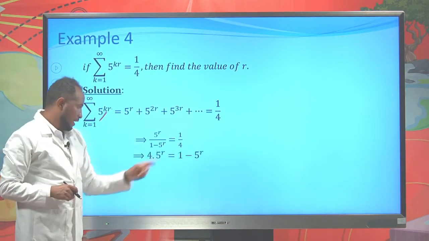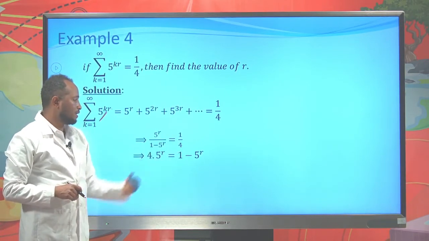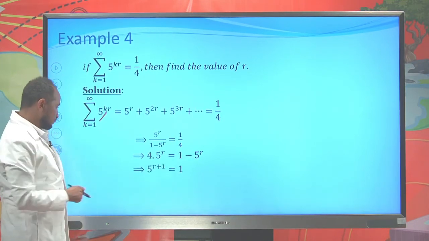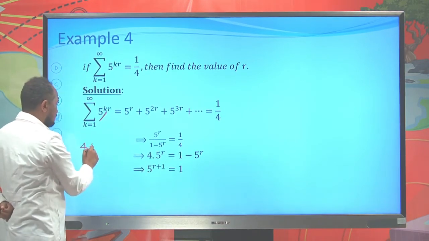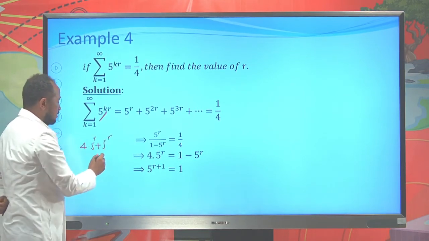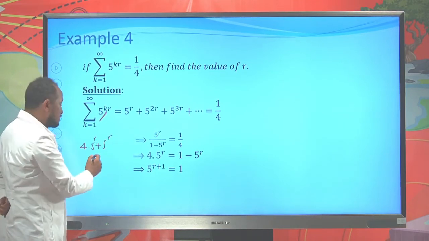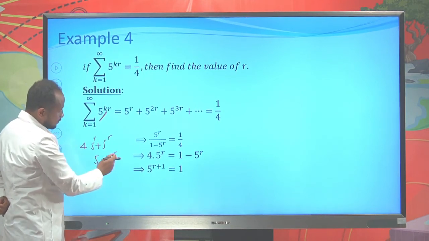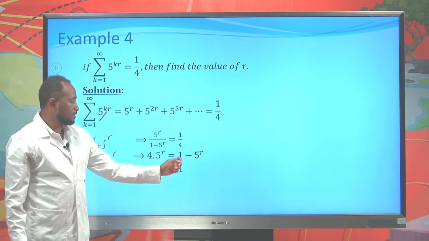Cross multiplying, it's 4 times 5 to the power of r, and 1 times this, you get this one. Take minus 5 to the power of r to this side. It becomes 4 times 5 to the power of r plus 5 to the power of r. This means 4 of 5 to the power of r and 1 of 5 to the power of r, which is 5 times 5 to the power of r. The product of the two is 5 to the power of r plus 1. So 5 to the power of r plus 1 is equal to 1.